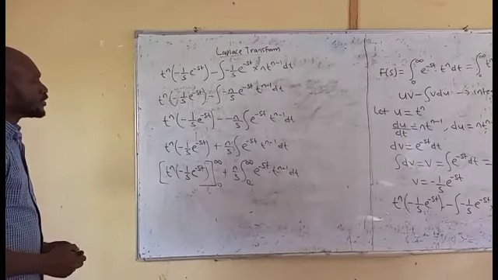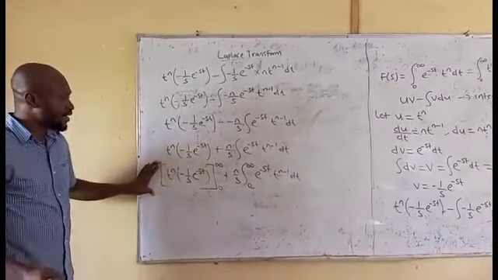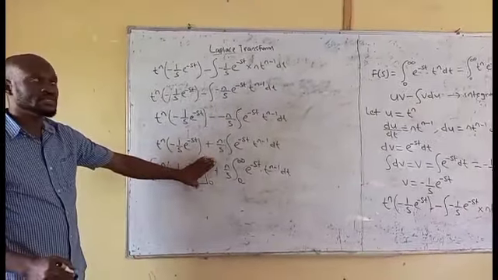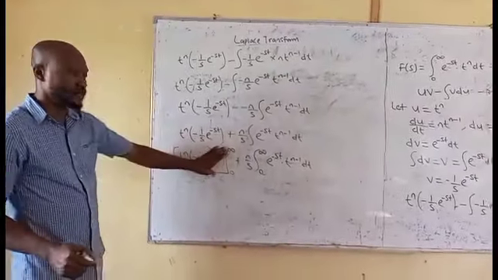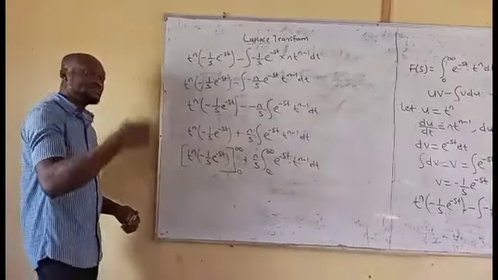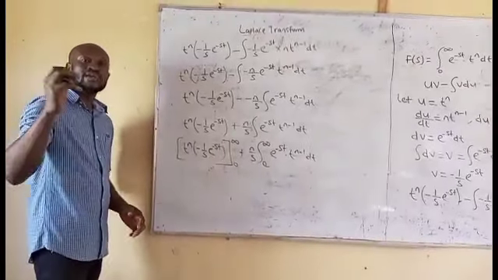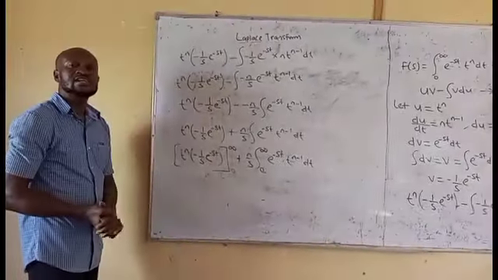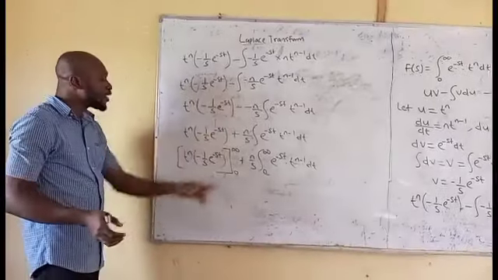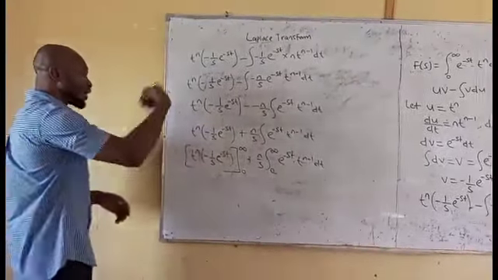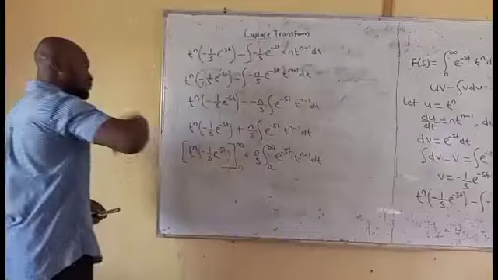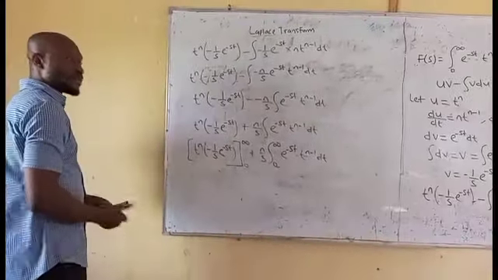So for this side now, I will still do the same thing. For me to evaluate this one, I will do the same thing: the upper limit minus the lower limit. So which one is the upper limit? The upper limit is my infinity, then the lower limit is my 0. So if I take my upper limit minus lower limit, let me see what I'll get.